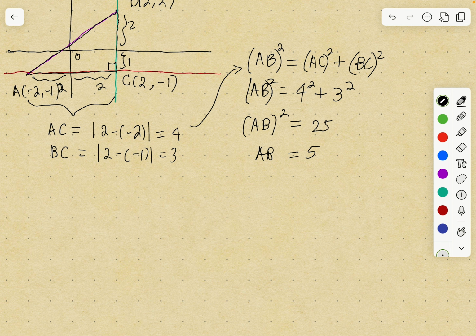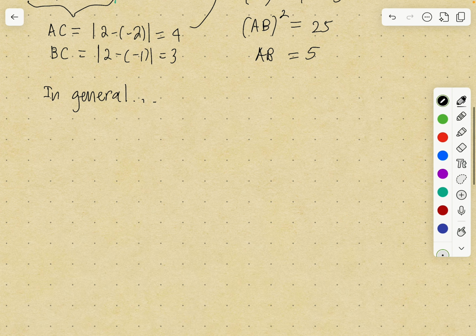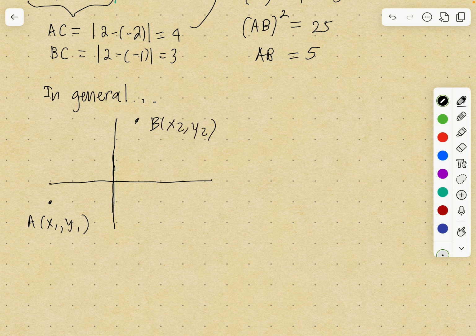And we can find a general formula using the same method. So pretend that A is here, say (x1, y1), and let's say B is here, which is (x2, y2). Now we don't know what x1, y1, and x2, y2 are. I'm just saying, suppose you have 2 points, and they don't have to be in the third and first quadrants. I'm just drawing a picture. So you have something like this.